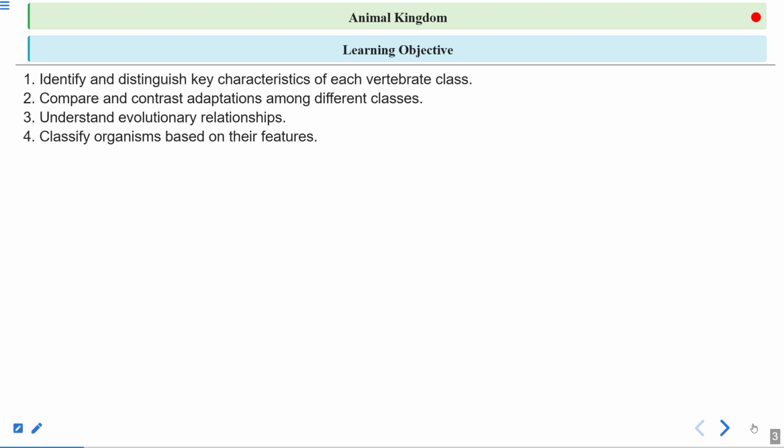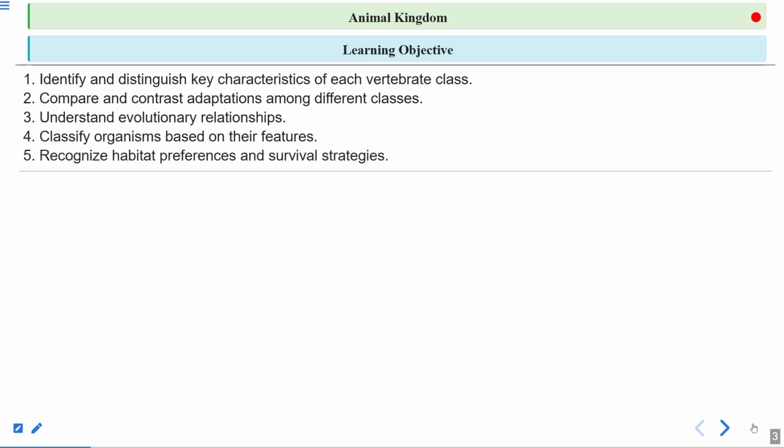Classify organisms based on their features. You will be able to classify organisms, okay, based on their fundamental and specific features. Recognize habitat, preferences, and survival strategies.